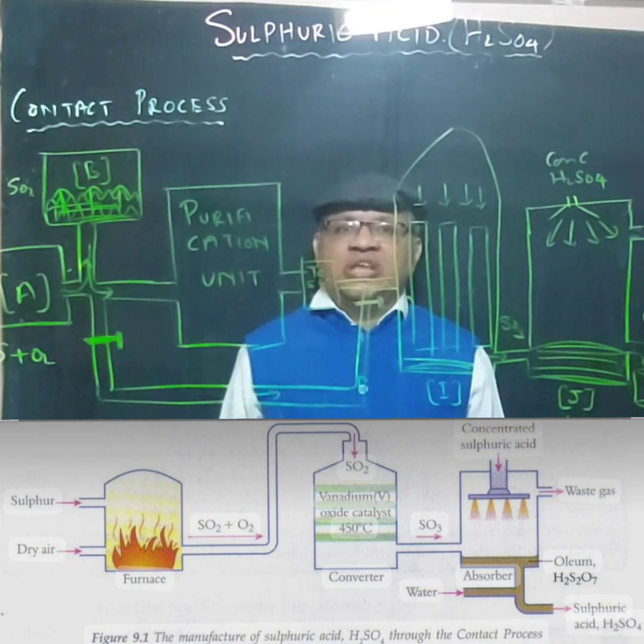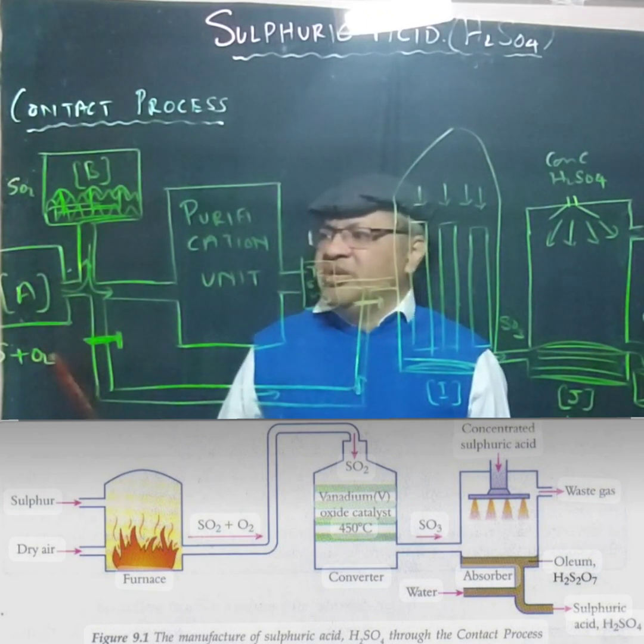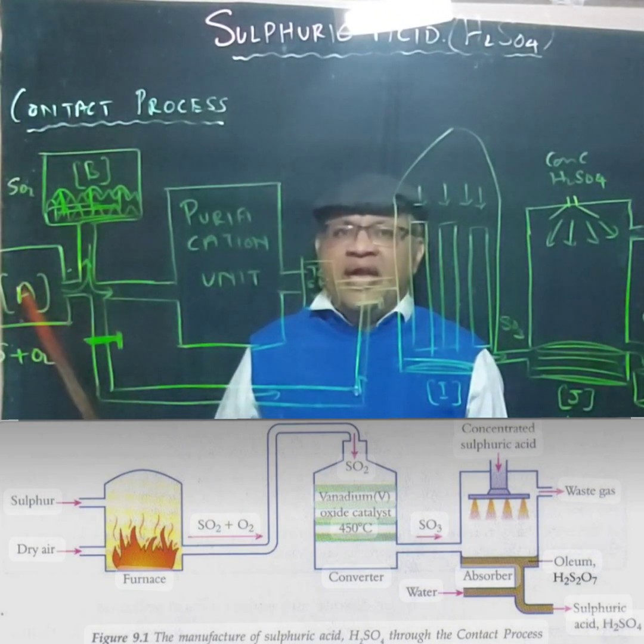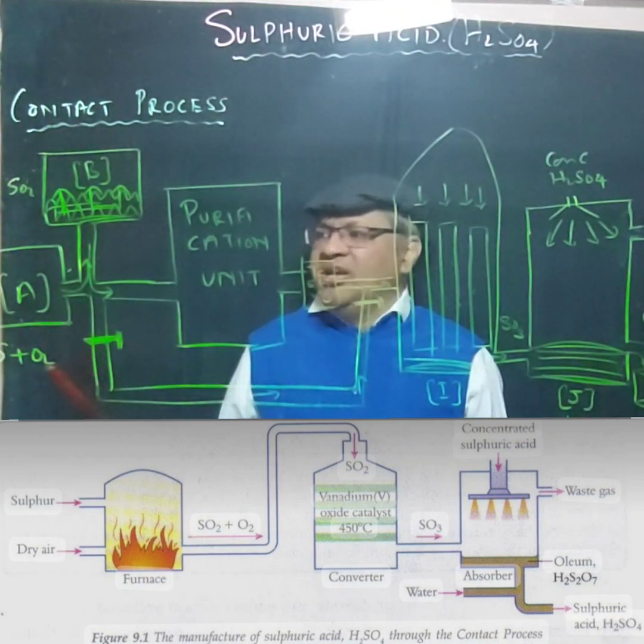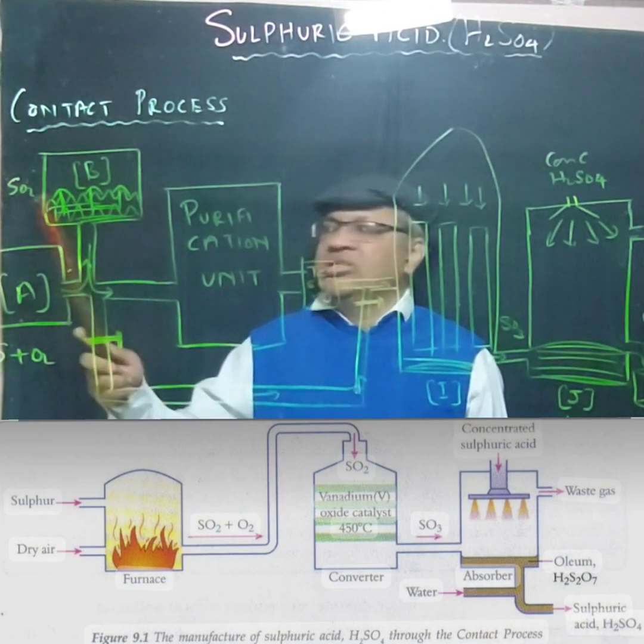Initially, sulfur plus pure oxygen is taken. Why is pure oxygen taken? If you take air or purified air, heat is wasted in overcoming the unreactive nitrogen component in the air. That nitrogen component wastes the heat energy. So instead of wasting that heat energy, we take direct purified oxygen. So sulfur plus oxygen gives you sulfur dioxide.